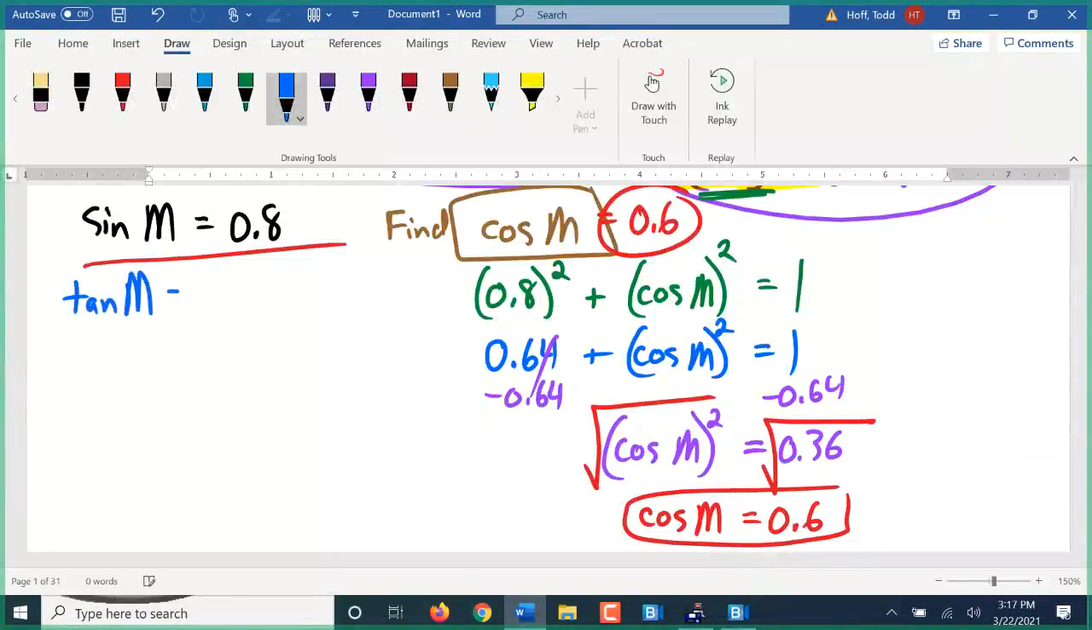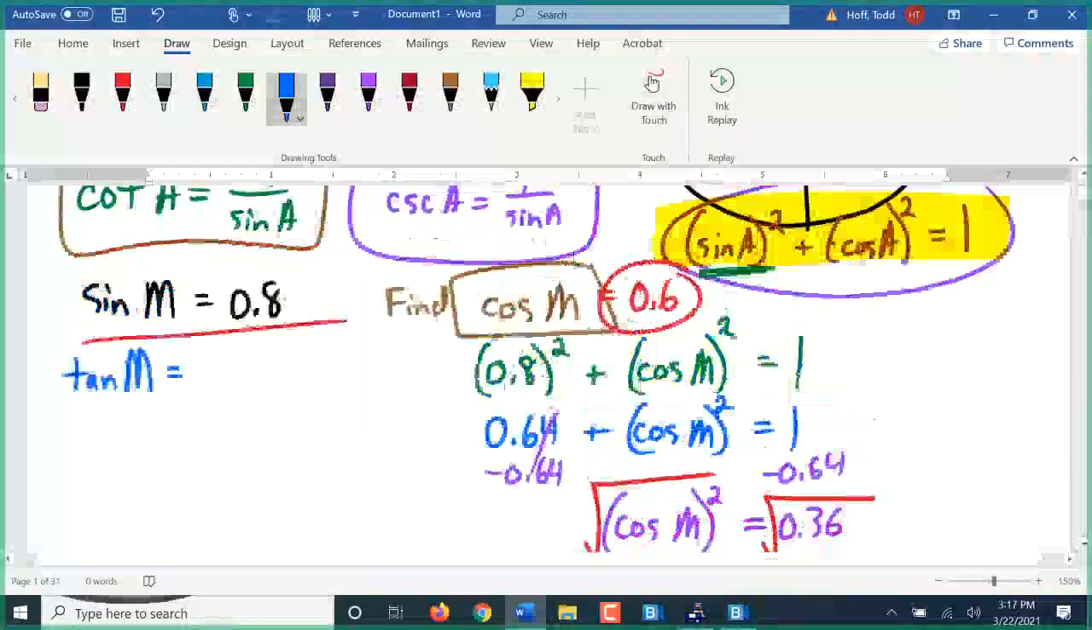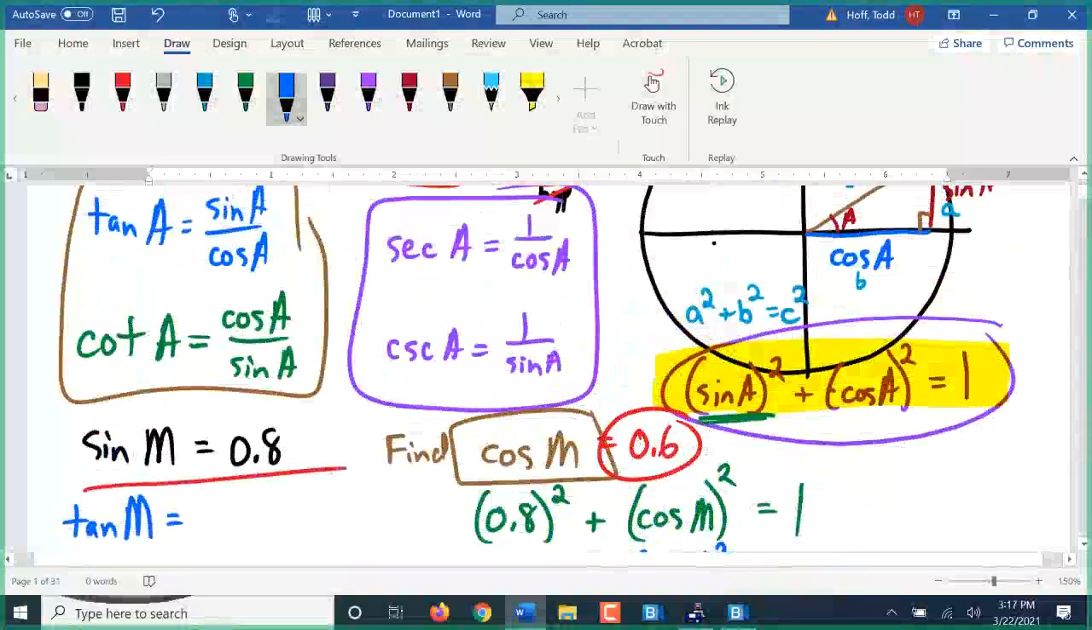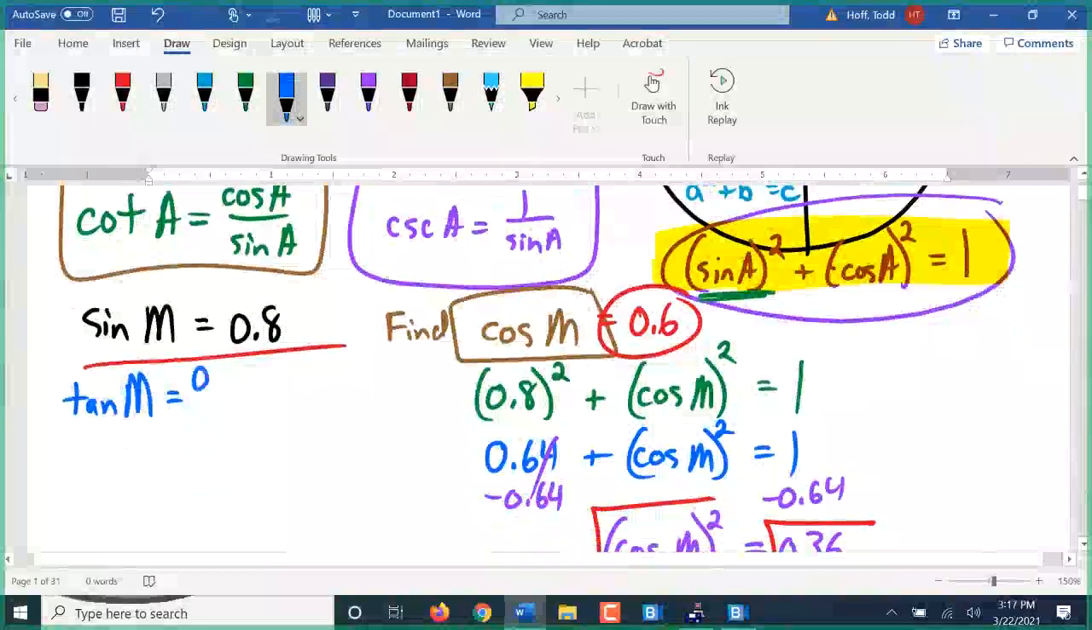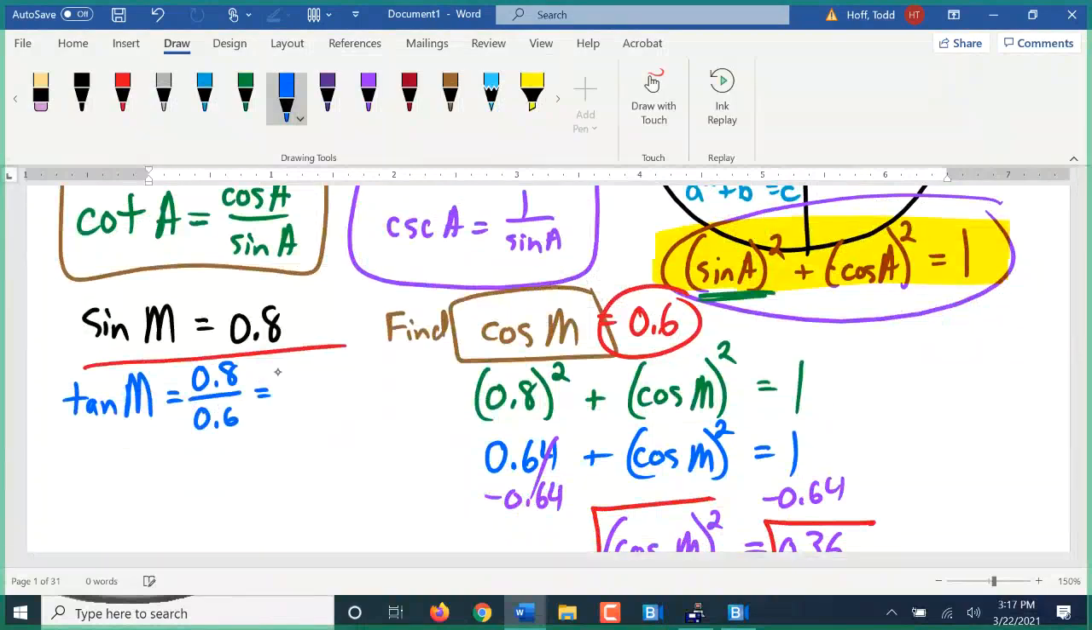How do I find the tangent of angle M? Perfect. It's sine over cosine. 0.8 over 0.6. I could just leave it at that, or I could divide it out to be 1.33, either one.